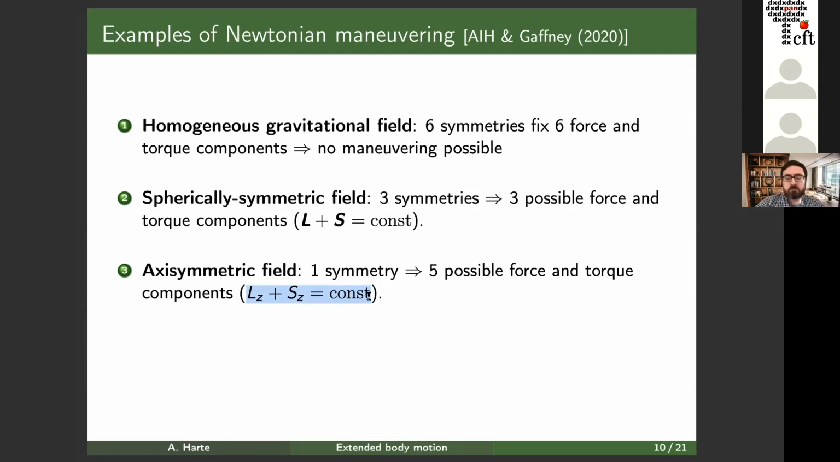Okay. So these are the things that are forbidden. And the kind of intuition for this is that in order for any of this to work, you need some gradients to grab onto. You need the field to be changing.